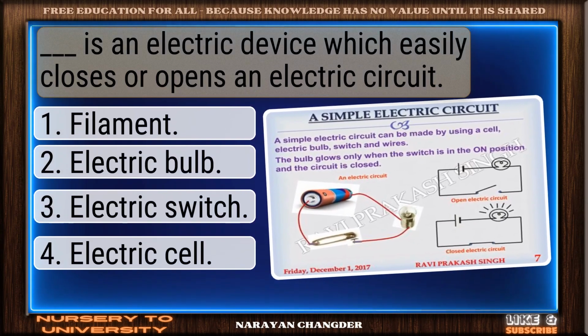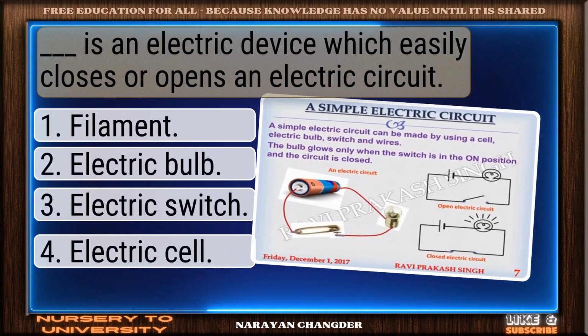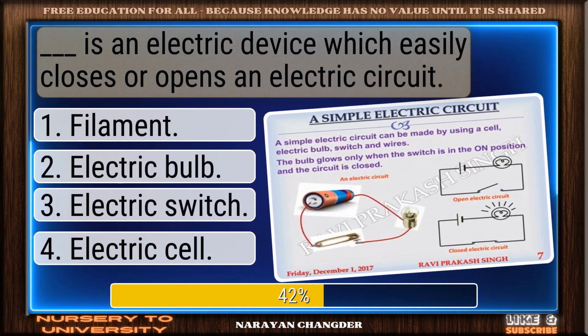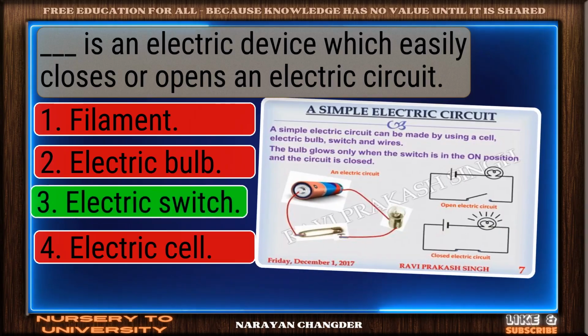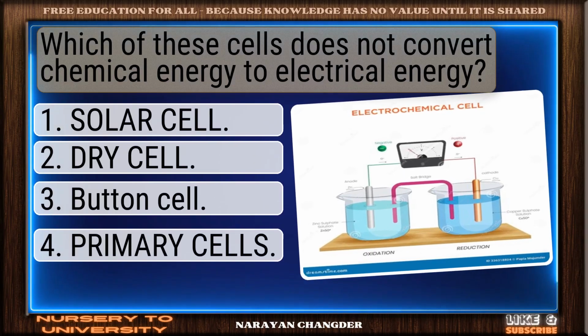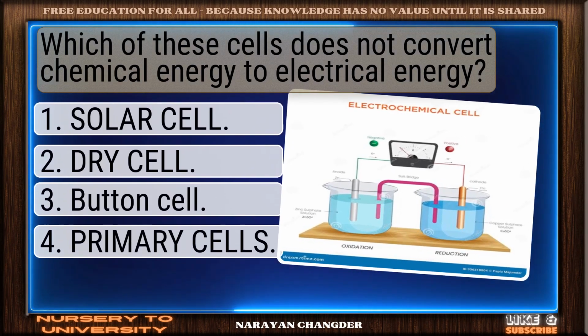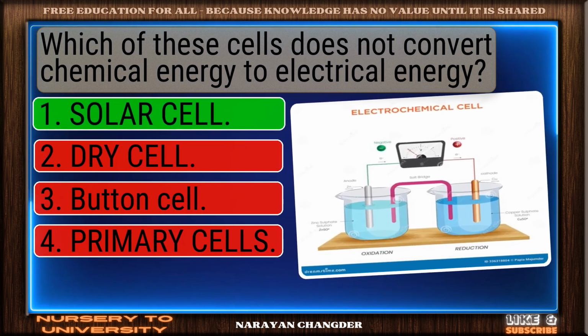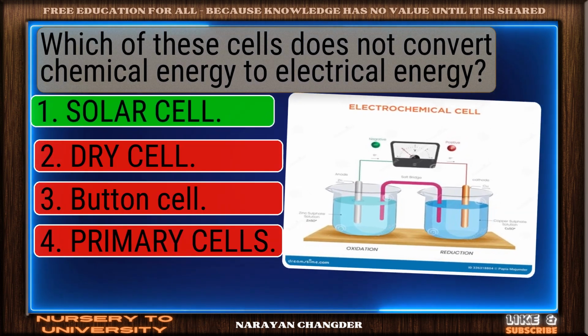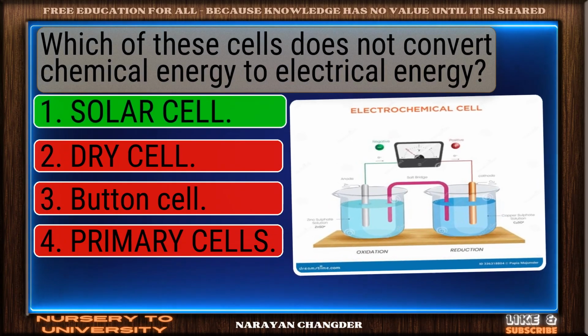Dash is an electric device which easily closes or opens an electric circuit. Correct. Electric switch is the right answer. Which of these cells does not convert chemical energy to electrical energy? Nice work! You chose solar cell, and it is correct.